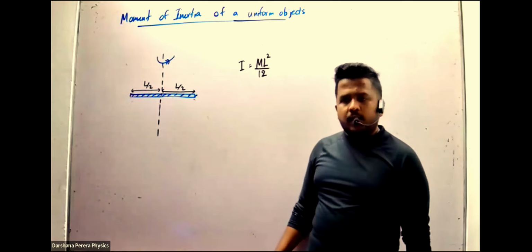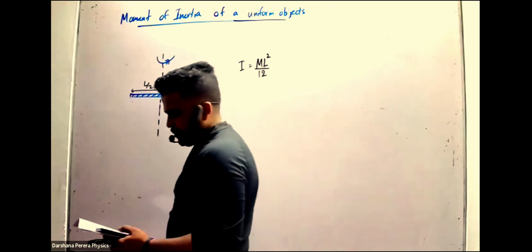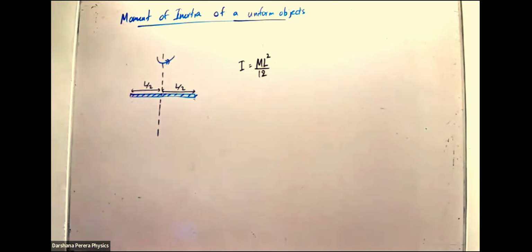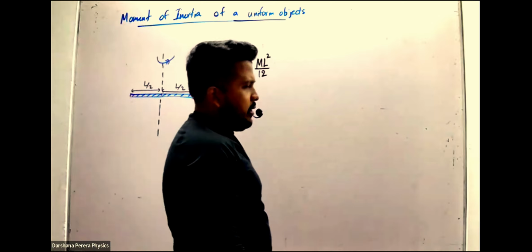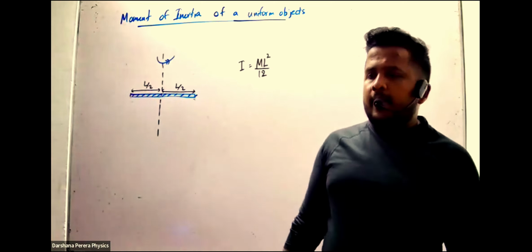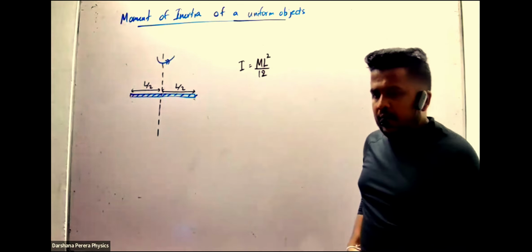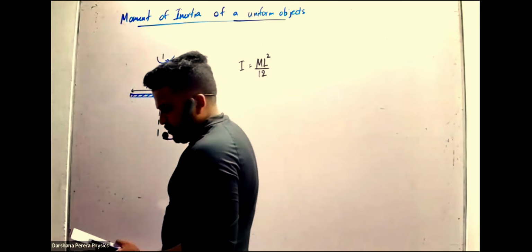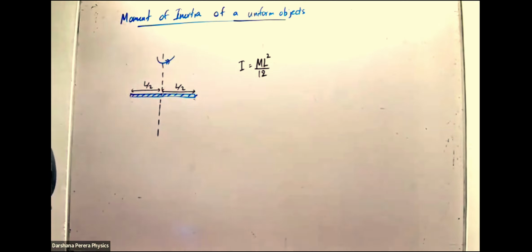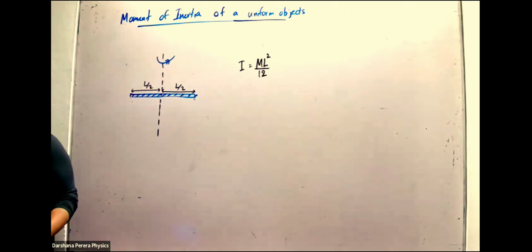Okay, write down. So this one, write down: I equals ML square over 12, right?